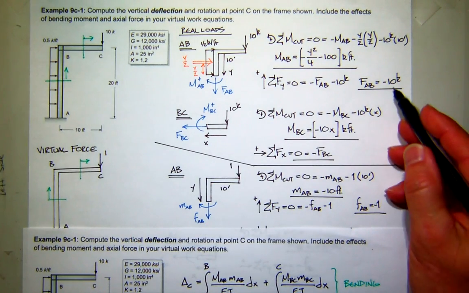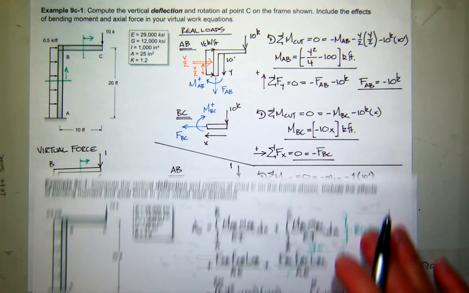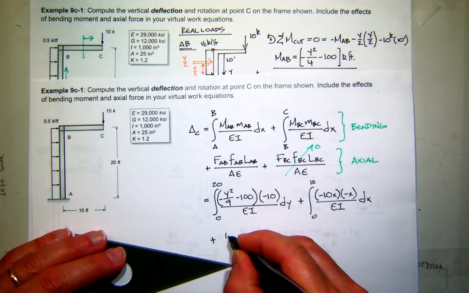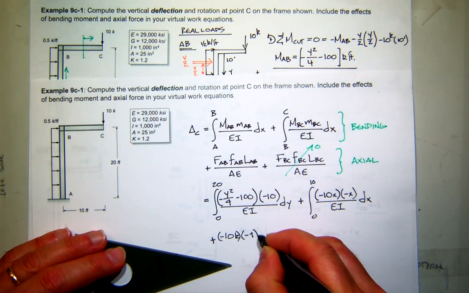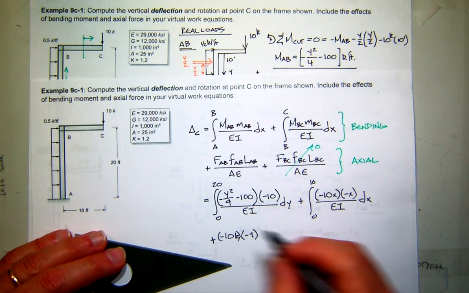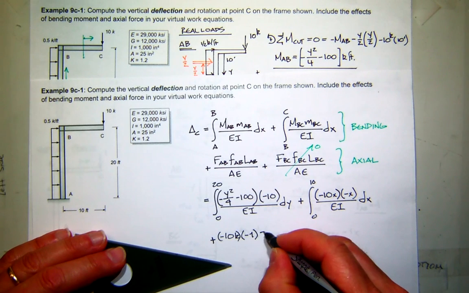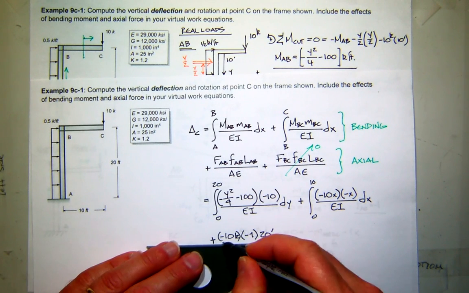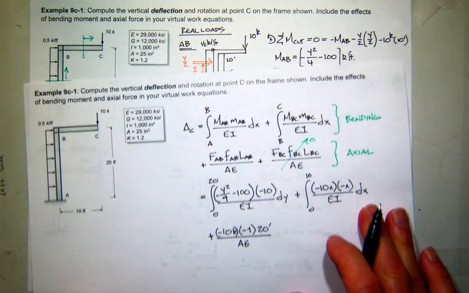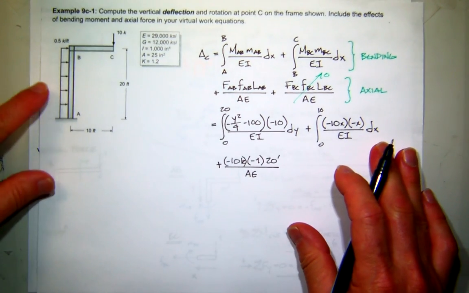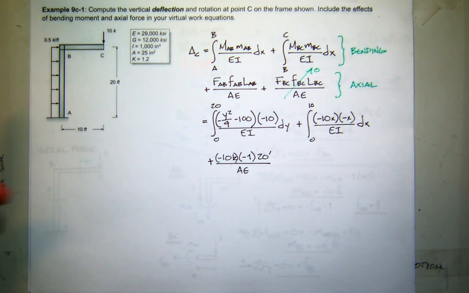The real force was minus 10, the virtual force was minus 1. 10 kips, minus 1. The length of AB is 20 feet. And divide that by AE. So that's a more complete statement. Just wanted you to see all the pieces put in.